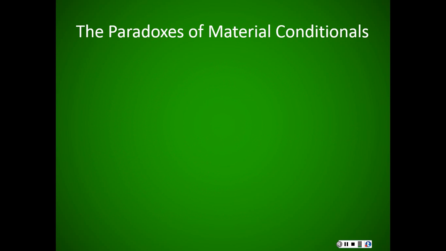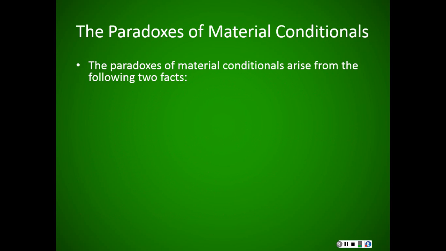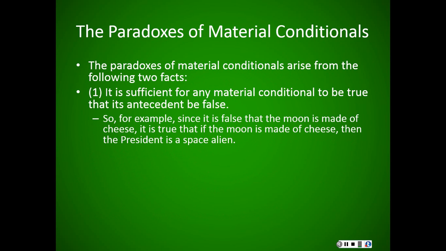So there are various paradoxes associated with material conditionals, and these paradoxes arise from the following two facts. First, it is sufficient for any material conditional to be true that its antecedent be false. So, for example, since it is false that the moon is made of cheese, it is true that if the moon is made of cheese, then the president is a space alien. At least that is true if we read this conditional as a material conditional.